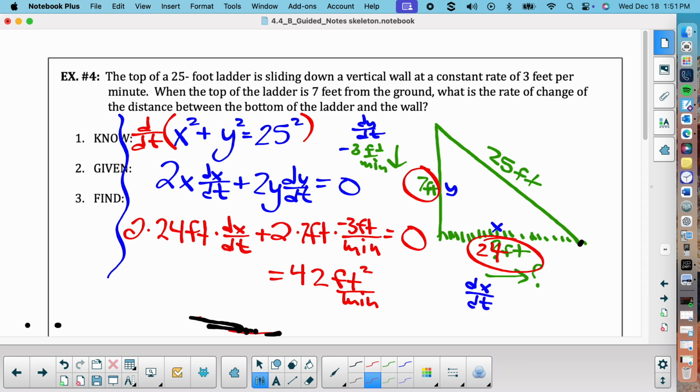Because if I add it to that side, it'll be positive. On the left-hand side, I would have 48 feet times dx/dt. I don't have enough space to write all the steps, but I multiplied that out and then added it to both sides. I will divide by 48 feet. dx/dt would be 42 divided by 48. 7/8? Yeah, 7/8 feet per minute.